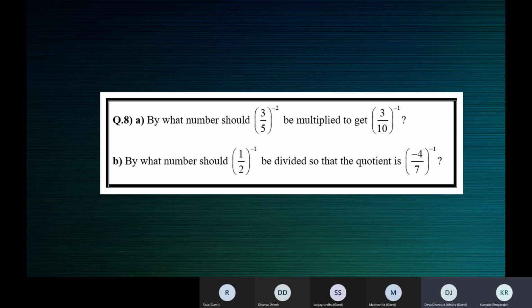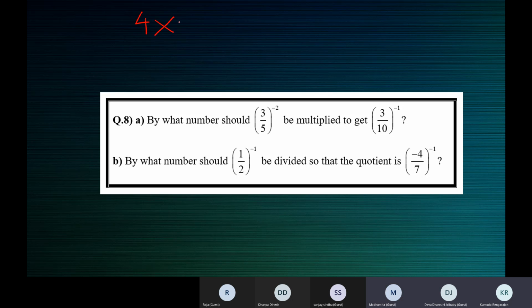By what number should 3 by 5 to the power minus 2 be multiplied to get 3 by 10 to the power minus 1? By what number should you multiply 4 to get 20? So how do we work it?